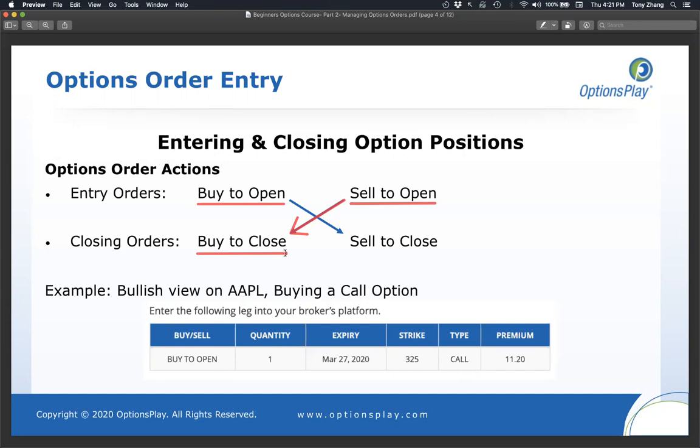Vice versa, if you had bought a contract to open, when you're ready to close out your trade, you would simply sell to close. So just like a stock that you previously purchased and now you want to get out of, you would sell that stock position in order to get out of it. So the only thing that's different about trading stocks and options is that you have to specify whether you're opening a transaction or closing a transaction.